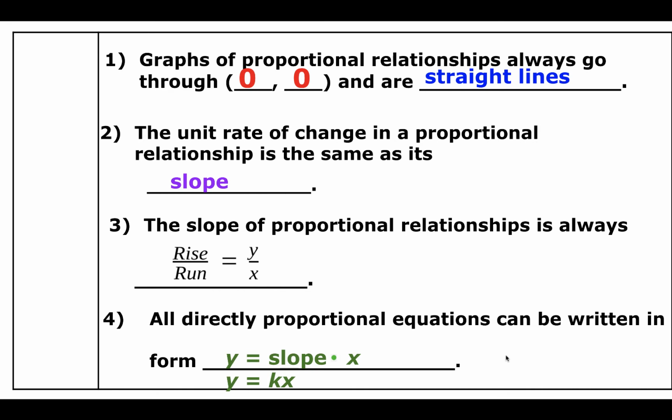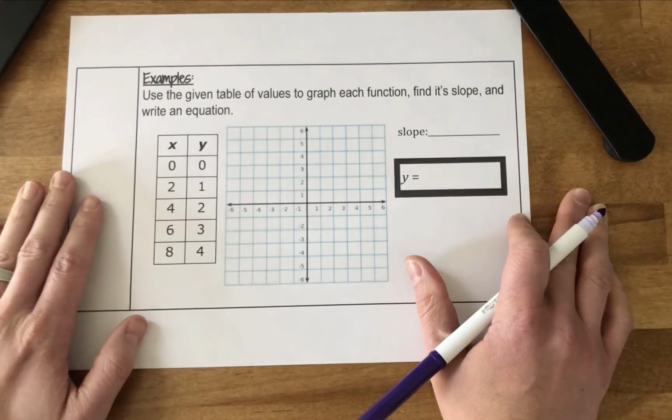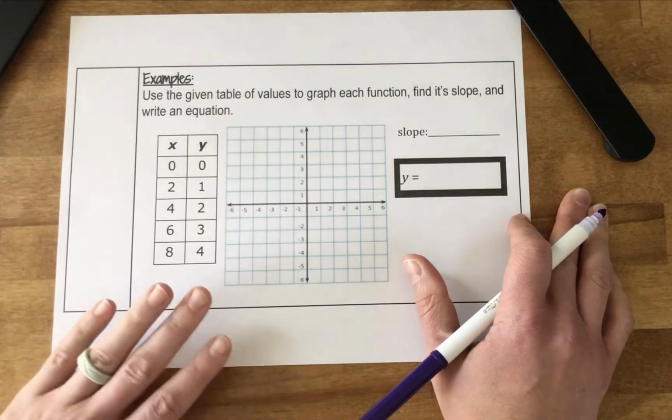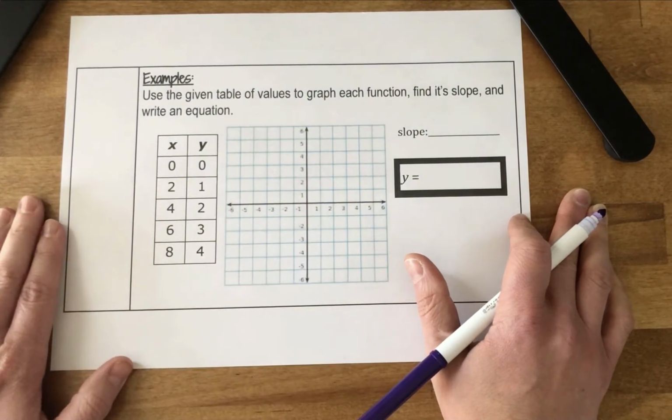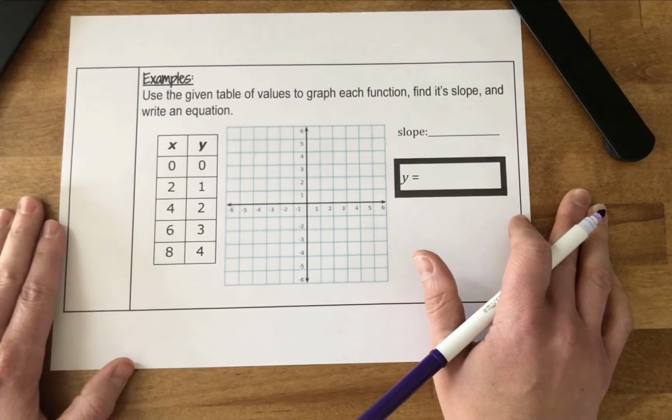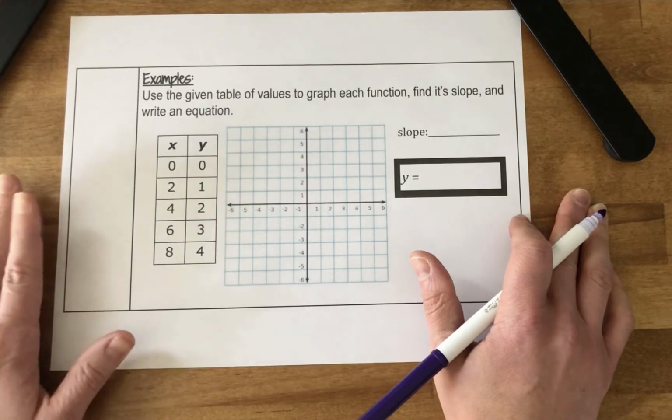Pause the video, make sure you have all this written down. If you have any questions, go ahead and write them on the left-hand side and make sure you remember to ask. We'll dive into some more examples when you're ready. Turn to the back of your notes. We have some examples. I'm going to do the first one with you. Use the given table of values to graph each function, find its slope, and write an equation.